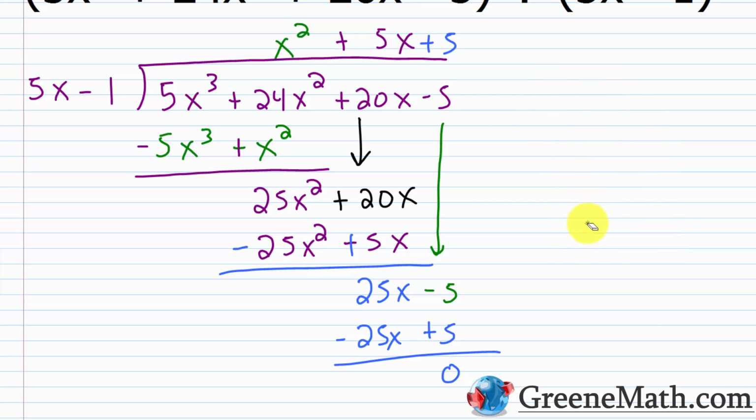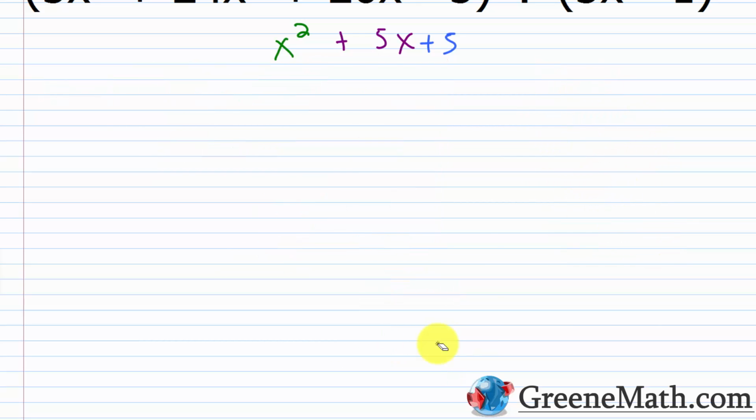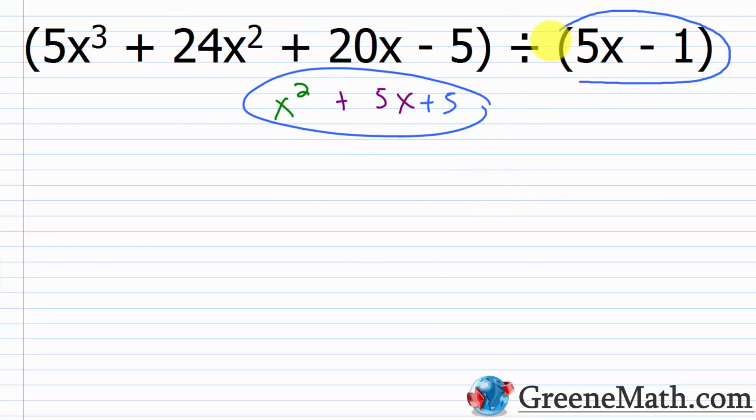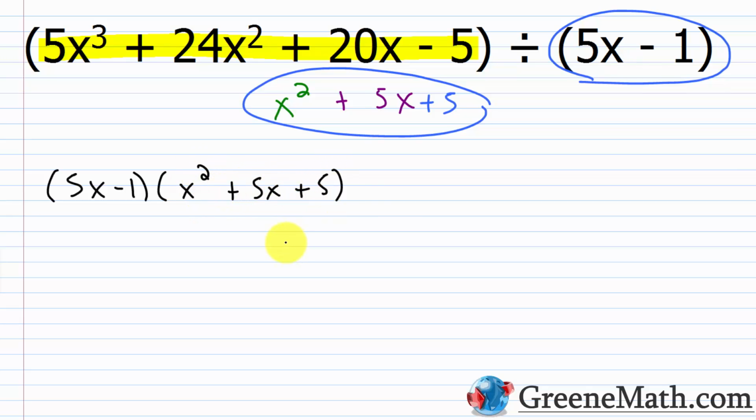I want to check my result. And I'm not going to check all of them today, but you know how to check them. I just want to verify that this guy multiplied by this guy gives me this guy. So I would have 5x minus 1 multiplied by x squared plus 5x plus 5. Okay, so to do this, 5x would multiply by every term here. So I'm not going to write this out. I'm just going to do it on the fly.